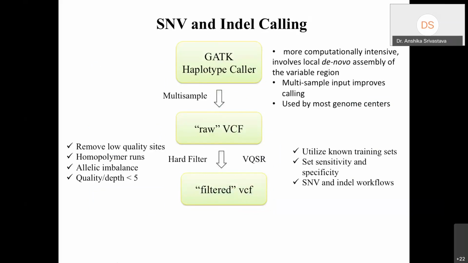That actually involves the role of hard filters, where you remove the low quality sites. Low quality sites means the quality depth: if the nucleotide quality depth is less than 5, you will just remove it. If it has allelic imbalance, you'll remove it.